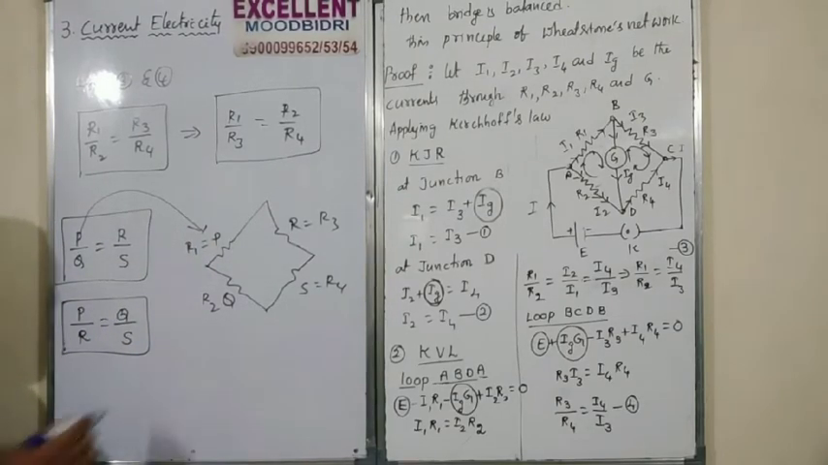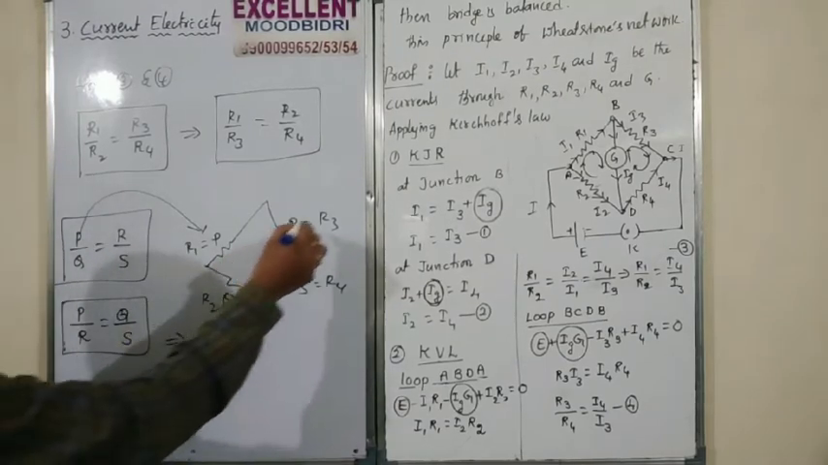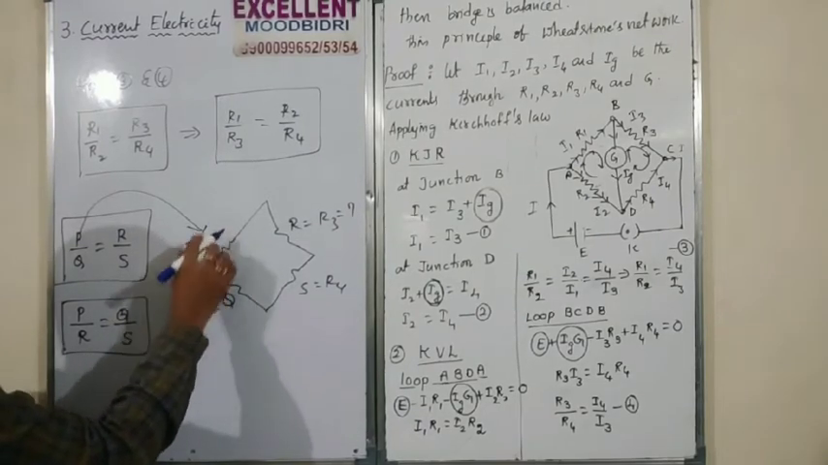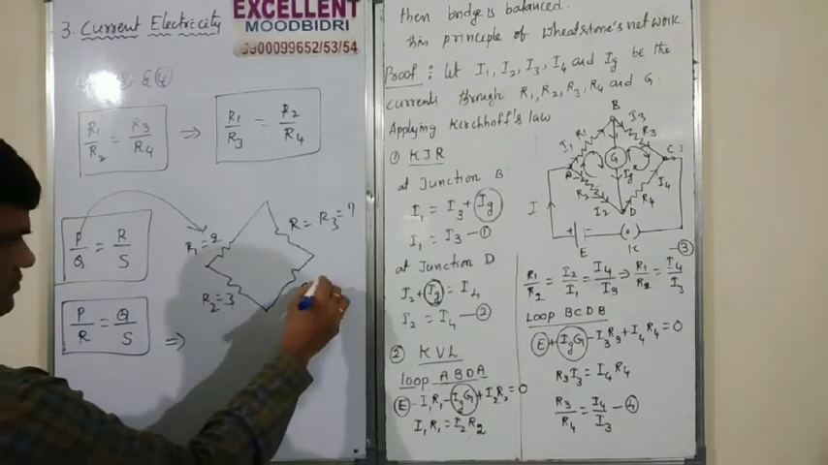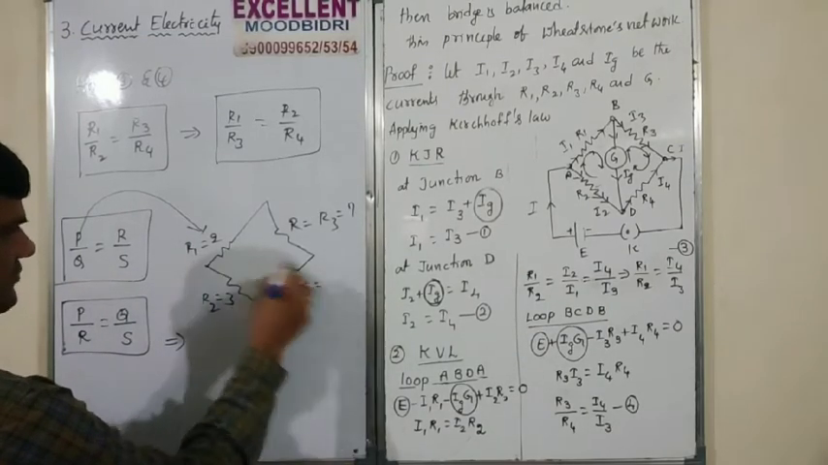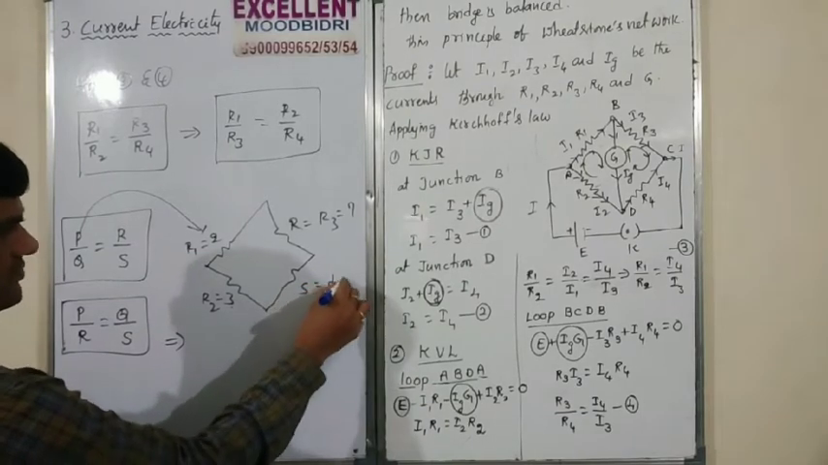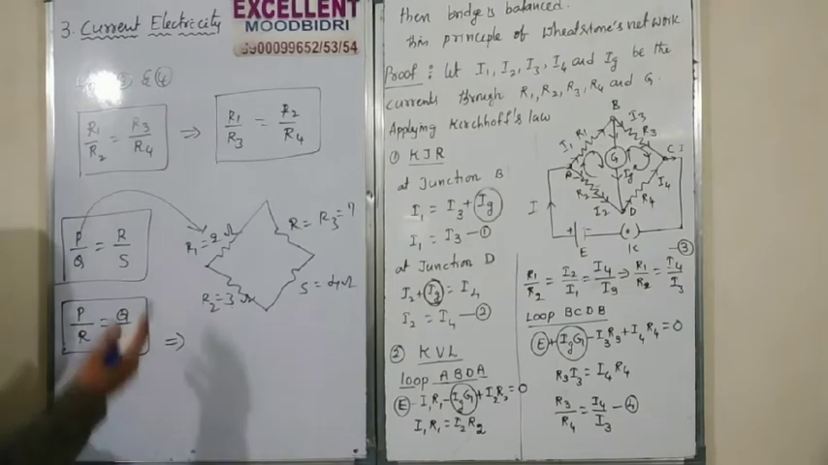Alright, so what is the advantage? If, for example, I don't know one value but I know the others: R1 is equal to 2 ohms, this is 3 ohms, this is 3.5, so 3 or 4 ohms. Now I don't know the R3 value. In that case, we have to use this formula.